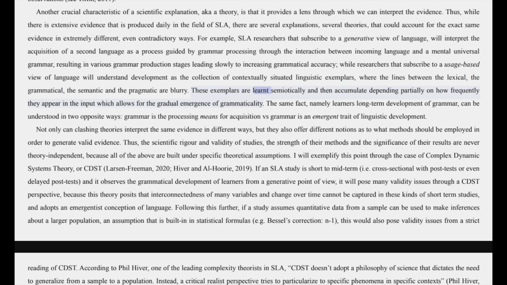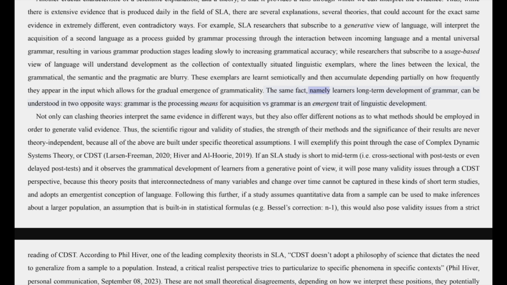These exemplars are learnt semiotically, and then accumulate depending partially on how frequently they appear in the input, which allows for the gradual emergence of grammaticality. The same fact, namely learners' long-term development of grammar, can be understood in two opposite ways. Grammar is the processing means for acquisition versus grammar is an emergent trait of linguistic development.